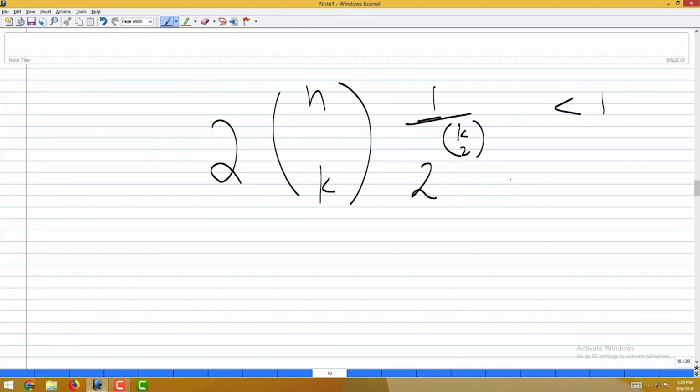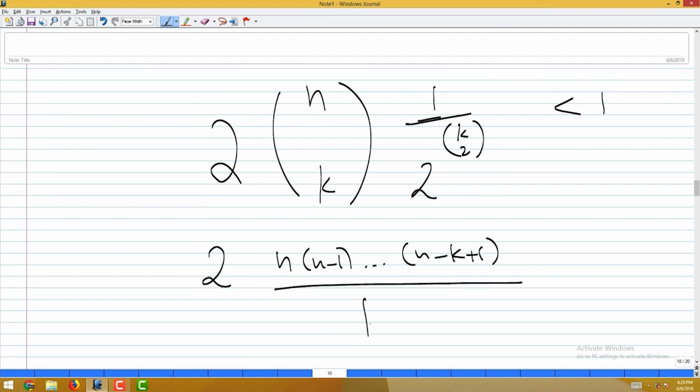Now, let me do some calculation for you. So, this 2 into n choose k, that is n into n minus 1 and so on, k terms, right, up to n minus k plus 1, divided by k factorial, and then 1 by 2 into 2 to the power k minus 1 by 2.